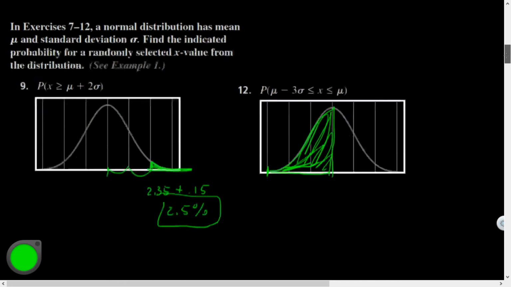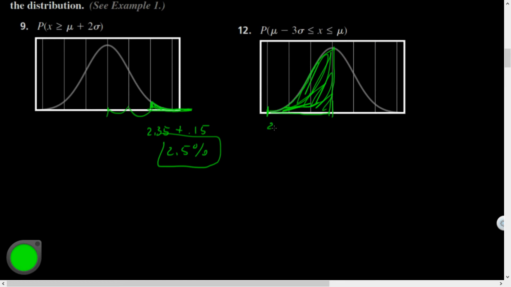Let's see if I can write these down. So this is 2.35, which represents this space right here, plus, I already forgot, 13.5, plus 34. And what is that up to? 49.85%. Right? So the likelihood of it landing in that region is 49.85%. Right?